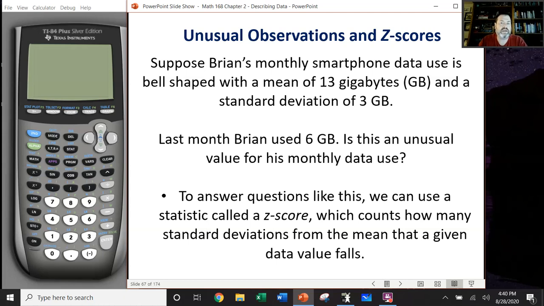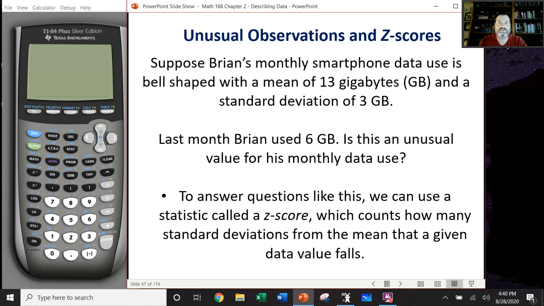Well, last month Brian used 6 gigabytes. Is this an unusual value for his monthly data use? So this is a very common question in statistics. Based on past data, is a particular observation or data value unusual? To answer a question like this, we use a statistic called a z-score, which counts how many standard deviations from the mean a given data value falls.